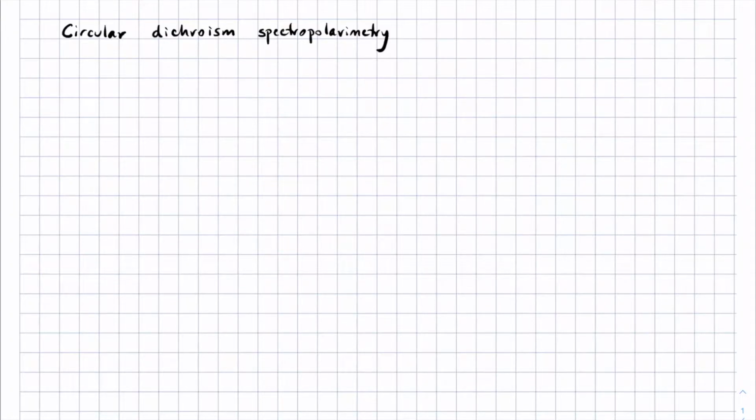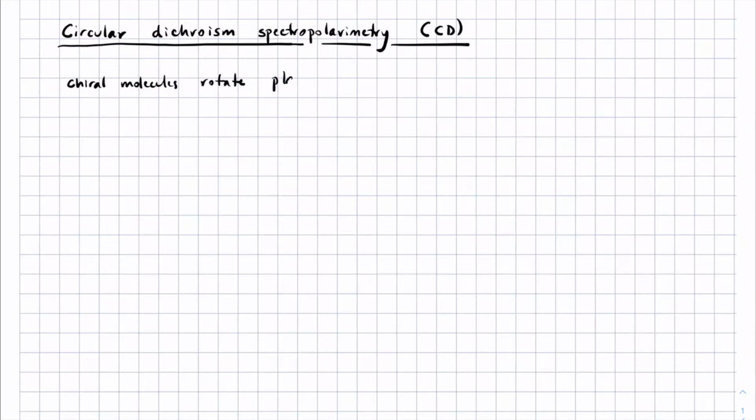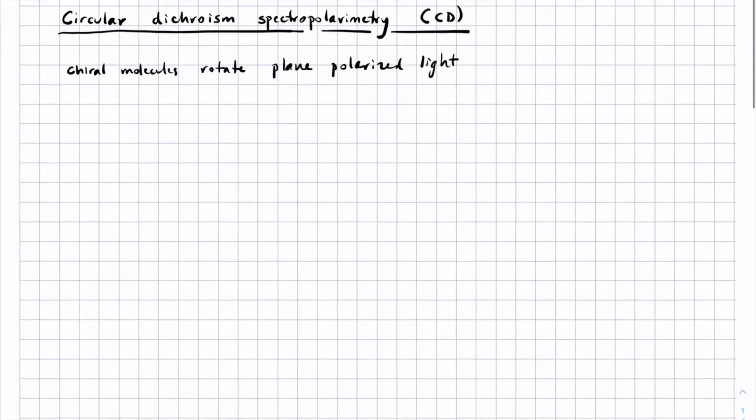And to introduce this topic, I need to remind you of something from organic chemistry, where we learned that chiral molecules rotate plane polarized light. Okay? So what is plane polarized light?